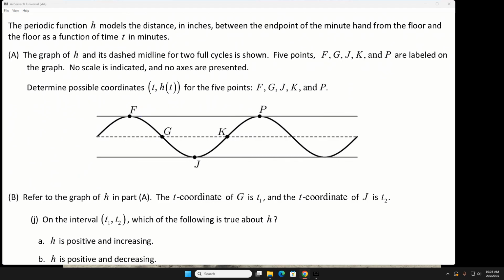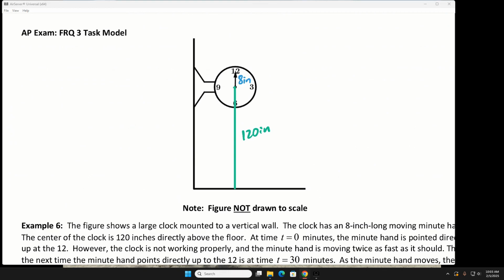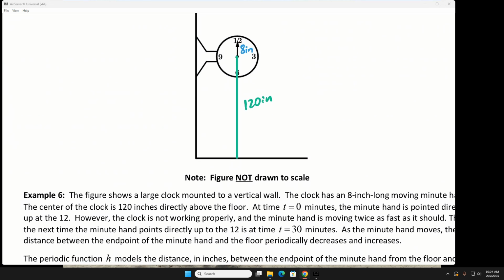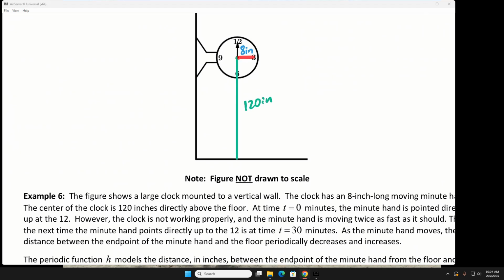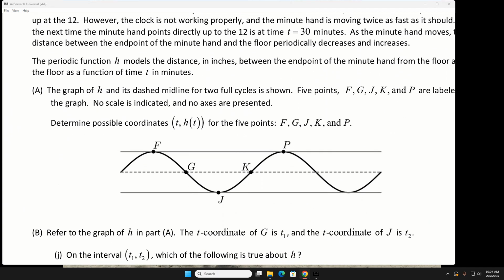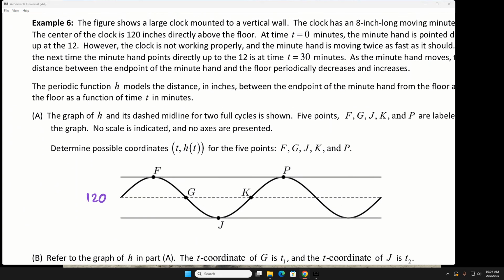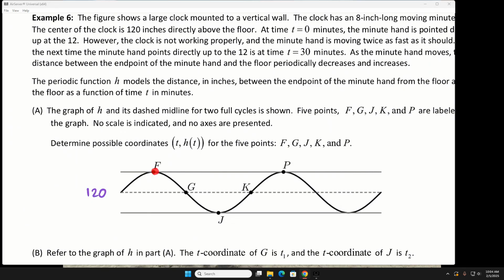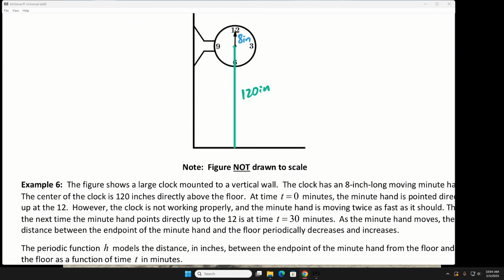So I always start off with the heights, all right? I know that from the center to the floor is 120, and then I know this minute hand is 8. I also know that when the minute hand points at the 3 and the 9, that's the middle point, and that is going to be 120 inches. So we would label this middle 120. Does that make sense? Okay, so this point right here is when it's the farthest away. This is when it's pointing at the 3 and the 9, so it's halfway. And then when it's pointing at 6, it's the closest.